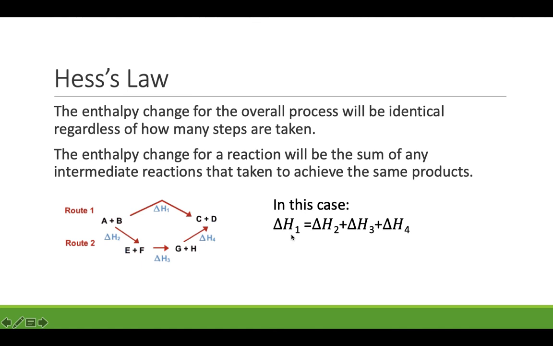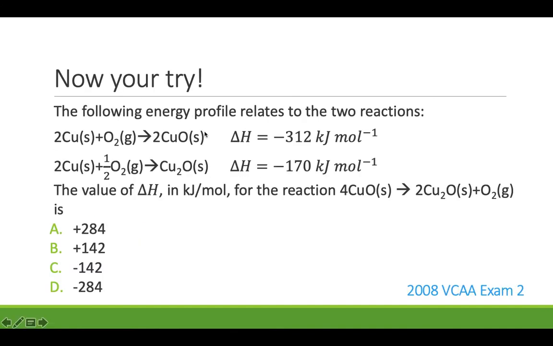So this equation is very useful. Delta H1 equals delta H2, 3 and 4 added together. You don't need to take away or do anything about it. Whether it's positive or negative, you just have to add all the values together and you will get the overall enthalpy change. Okay. How is that useful? Let's try this question. They give you the energy profile of these two reactions, and they ask you for the delta H for this other reaction.